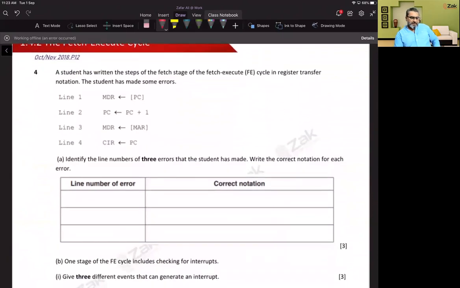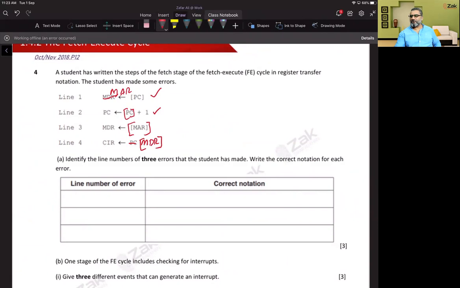A student has written the steps of the fetch stage of the fetch execute cycle in register transfer notation. From PC it goes to MAR, it is wrong. From PC it goes to MAR. Then the content of the PC is incremented by 1. From MAR, the instruction arrives in MDR. And from MDR, the instruction goes to CIR. So that is how we will be solving it.